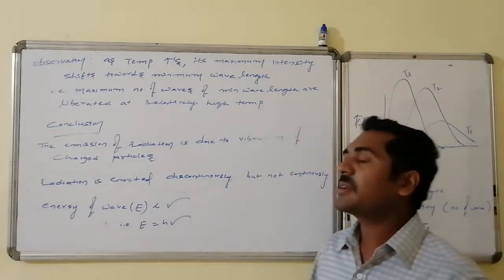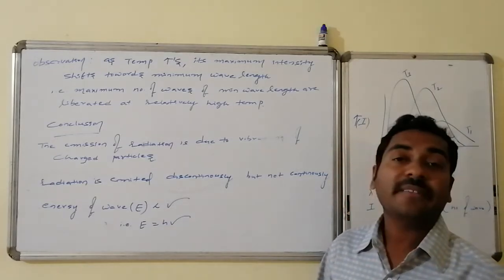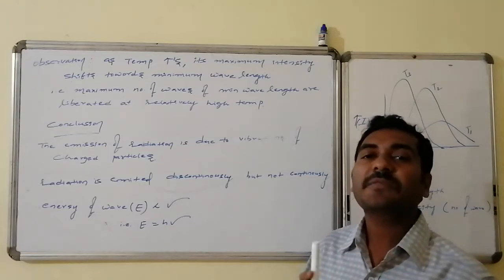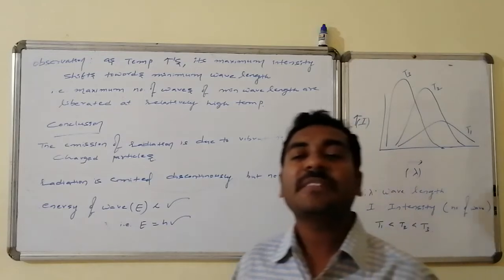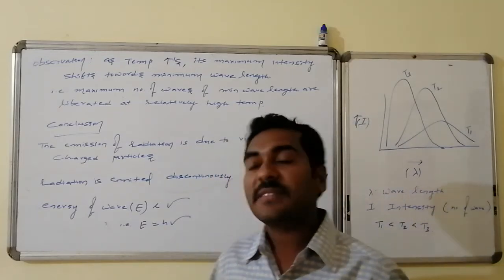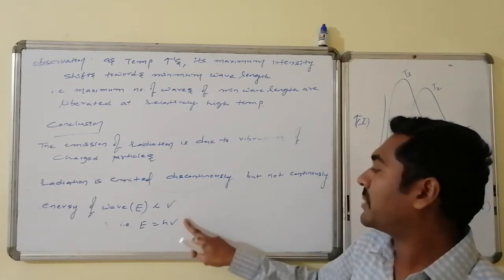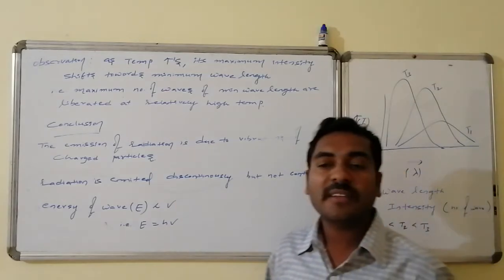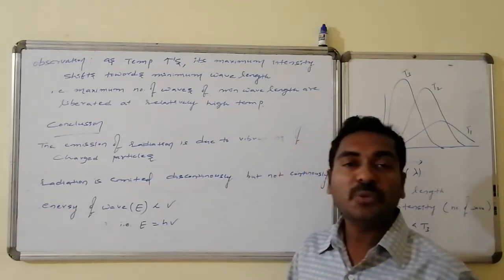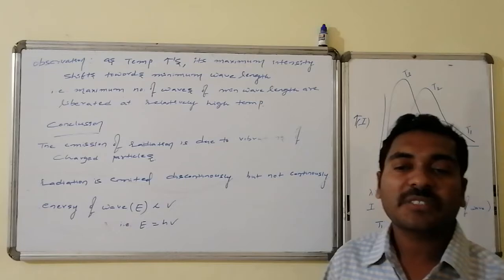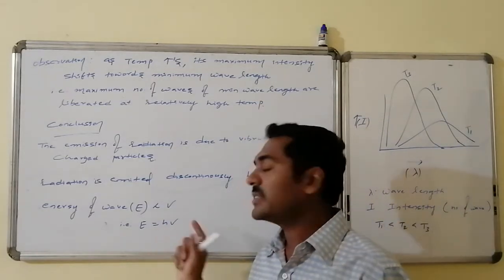Whereas the conclusion is that emission of radiation is due to vibrations of the charged particles. Radiation is emitted discontinuously, not in a continuous manner. Every wave is associated with energy. That energy of the wave is proportional to its frequency, nu. If I remove the proportionality with a constant h, that h is said to be Planck's constant, and h times nu gives the energy associated with the wave. So the energy associated with a single wave is equal to h into nu.